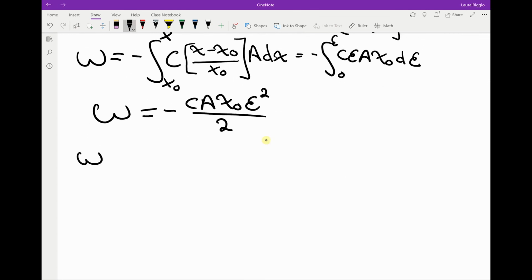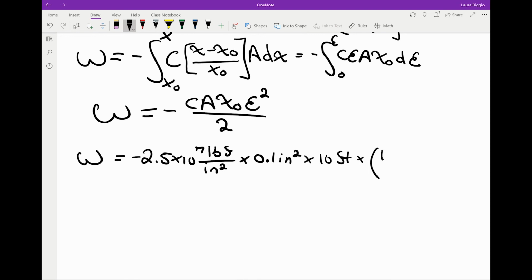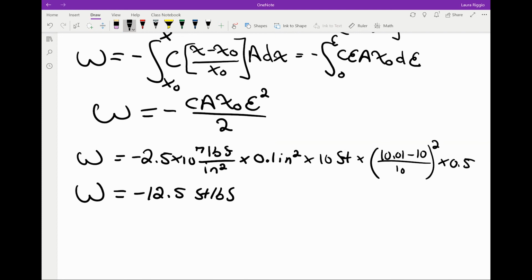So if we plug in our values now, we have our work is equal to minus 2.5 times 10 to the 7 pound force per inch squared times 0.1 inches squared times 10 feet times (10.01 minus 10) divided by 10, squared, times 0.5, which tells us that our work is equal to minus 12.5 foot-pounds.